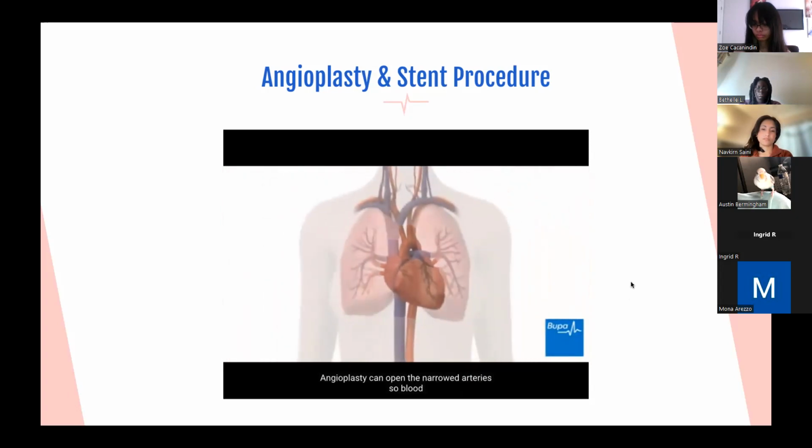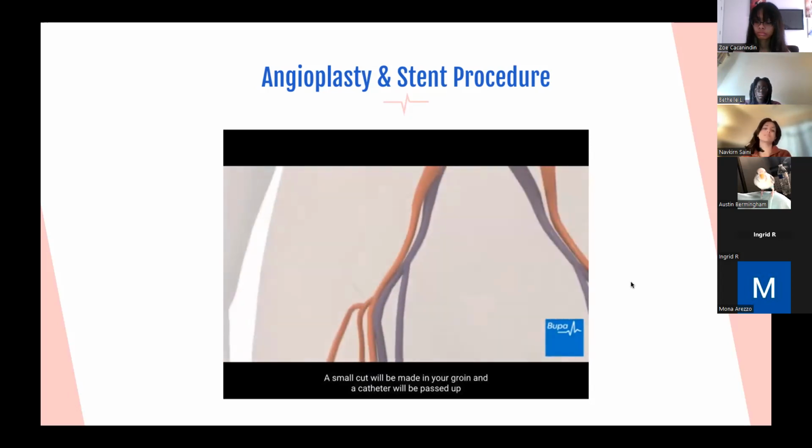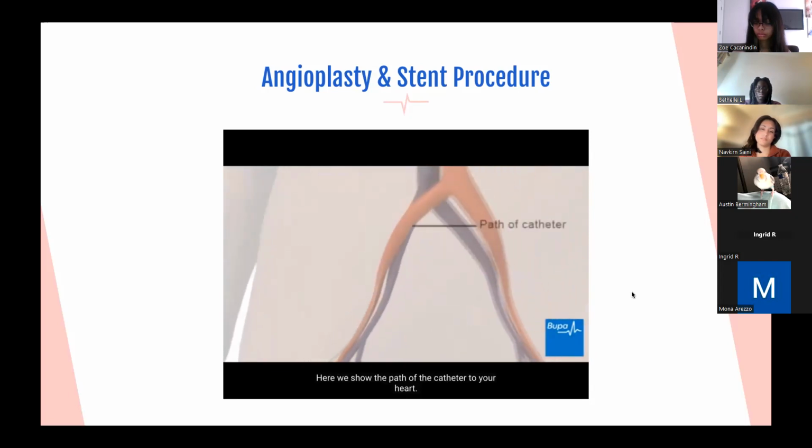Angioplasty can open the narrowed arteries so blood can flow more easily to the heart. Angioplasty is normally carried out under local anesthetic to numb the area where the catheter is inserted. You will stay awake during the procedure. A small cut will be made in your groin, and a catheter will be passed up through an artery to your heart. Your surgeon will use X-ray images to guide the catheter and direct it to the narrowed artery. Here we show the path of the catheter to your heart.